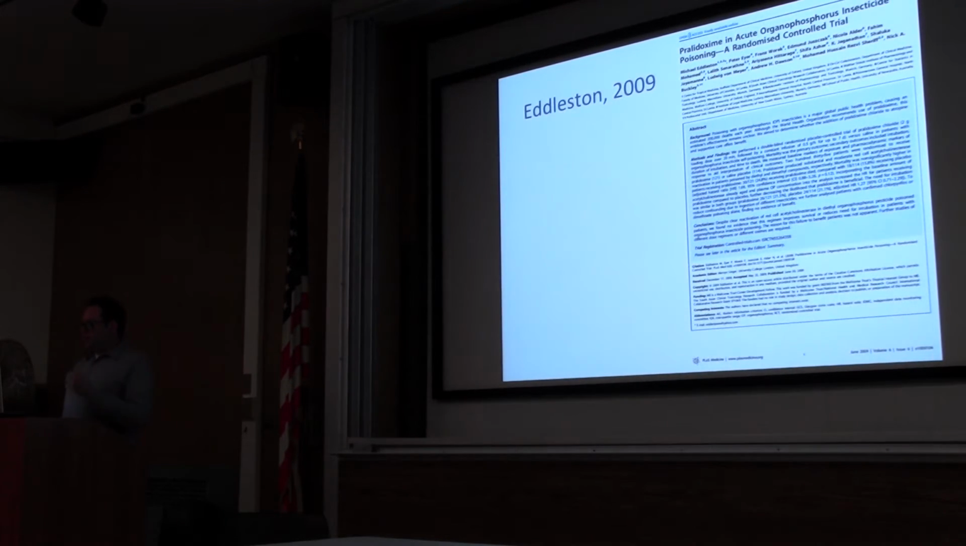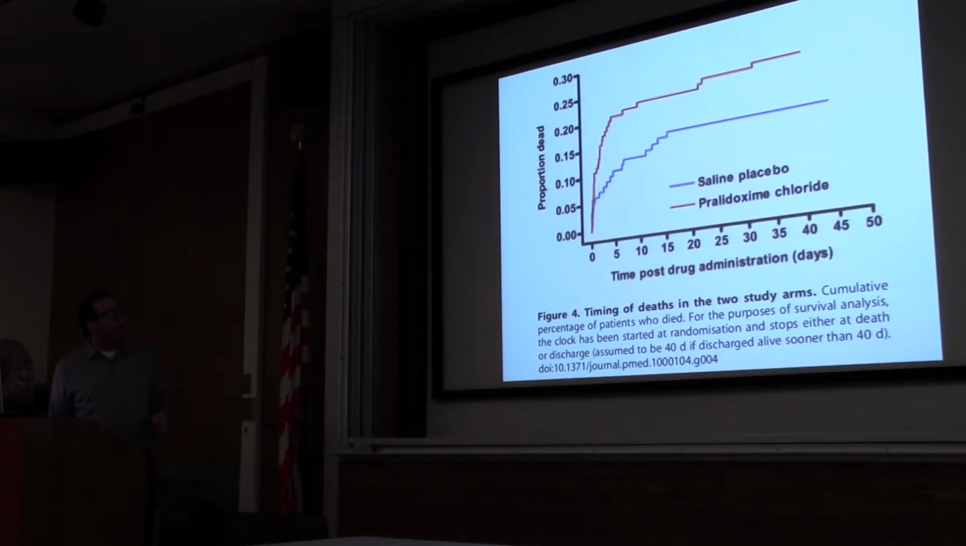Let me show you the evidence. This is a paper by Eddleston, and he's actually had a couple of papers that validated this data, but he's the first one to do a randomized controlled trial of oximes for organophosphate poisoning. I'm going to cut to the most important figure from the paper. In a randomized controlled trial with pretty good design, the saline group did much better in terms of risk of death than the group that got treated with oximes.